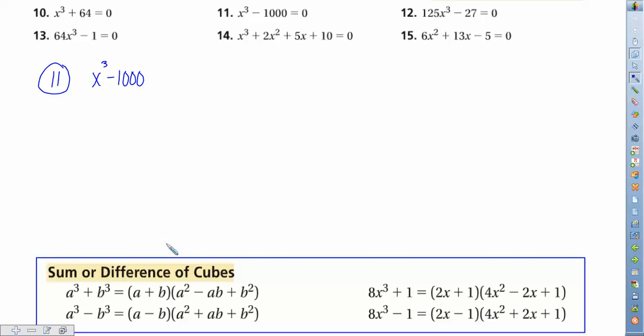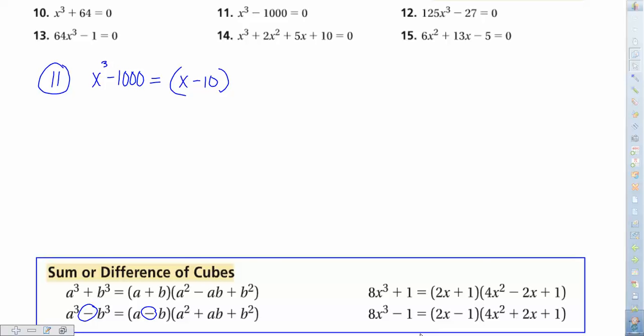Now, do you notice how a difference of two cubes gets handled a little bit differently than a sum of two cubes? Instead of a plus b, now we're going to have a minus b. So what we can put here for our first factor would be x followed by minus 10, because x times x times x is x cubed, and 10 times 10 times 10 would give us 1,000.